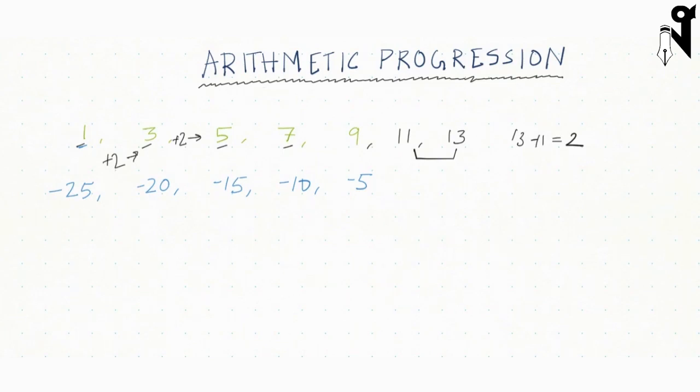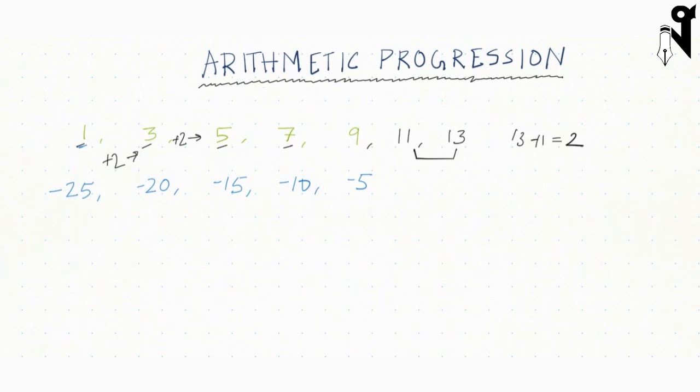So an arithmetic progression is a sequence which has a common difference between terms. If you take any two consecutive terms, you will get a constant difference. That is what defines an arithmetic progression. Let's take the next example.